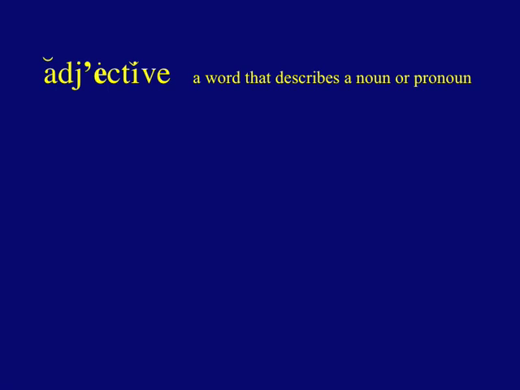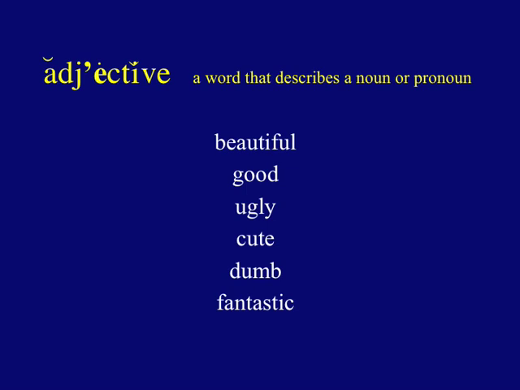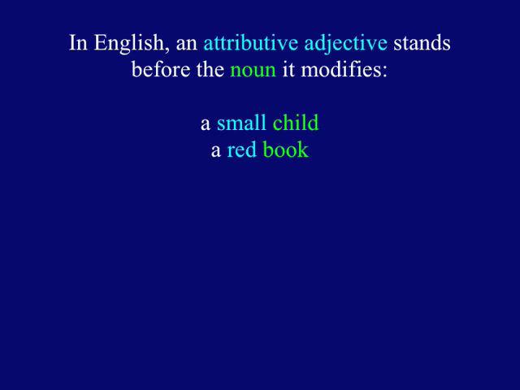What is an adjective? It's a word that modifies or describes a noun or a pronoun. Words like beautiful, good, ugly, cute, dumb, fantastic, and so on. Words that describe a noun or a pronoun. In English, we can distinguish among uses of the adjective.